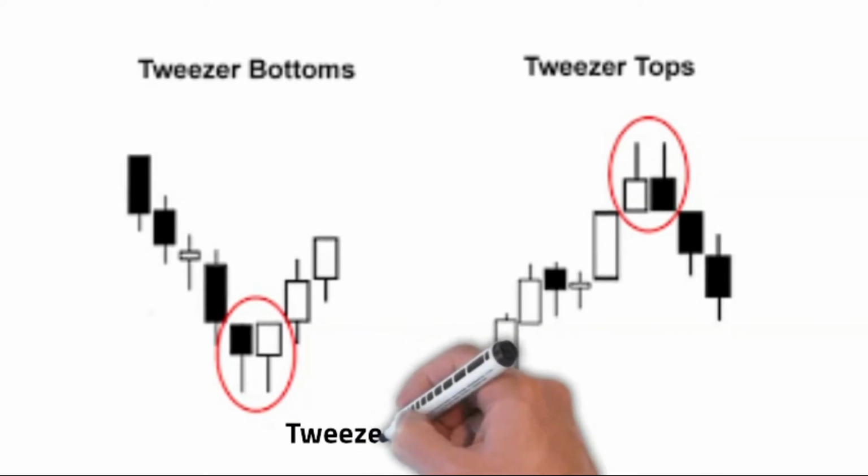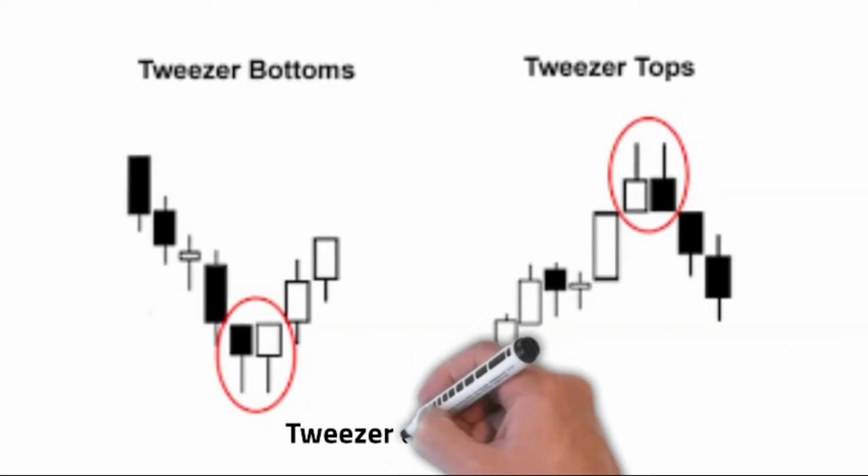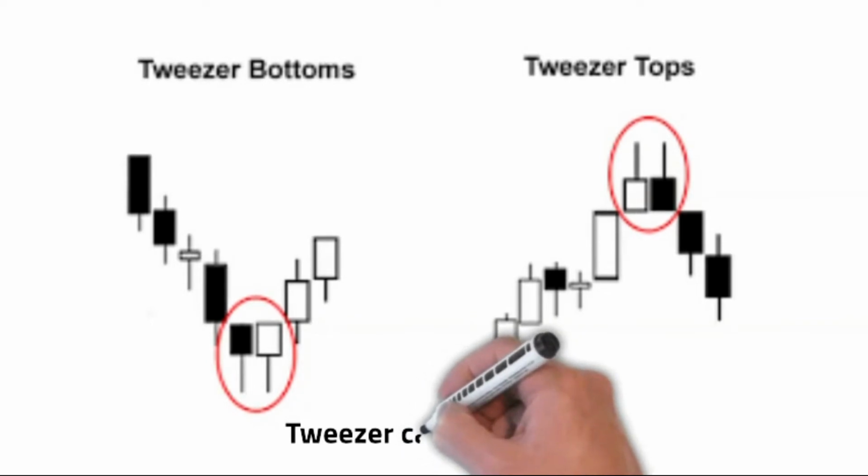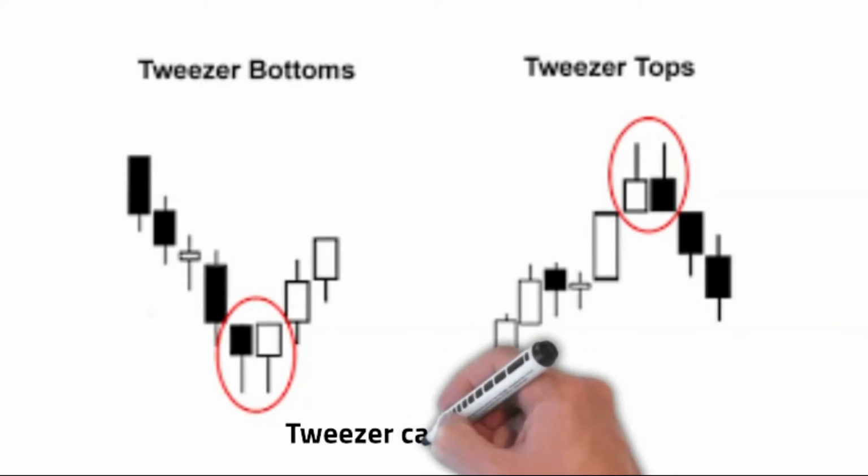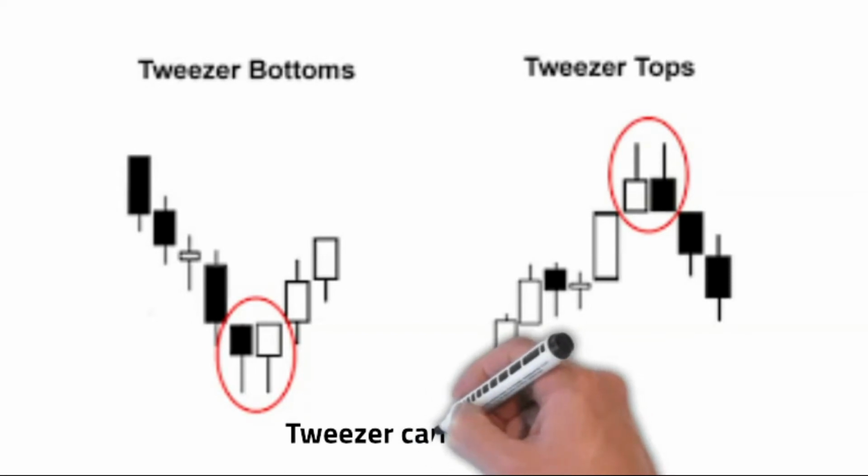The first candlestick is the same as the overall trend. If the price is moving up, then the first candle should be bullish. The second candlestick is opposite the overall trend. If the price is moving up, then the second candle should be bearish. The shadows of the candlesticks should be of near equal length.